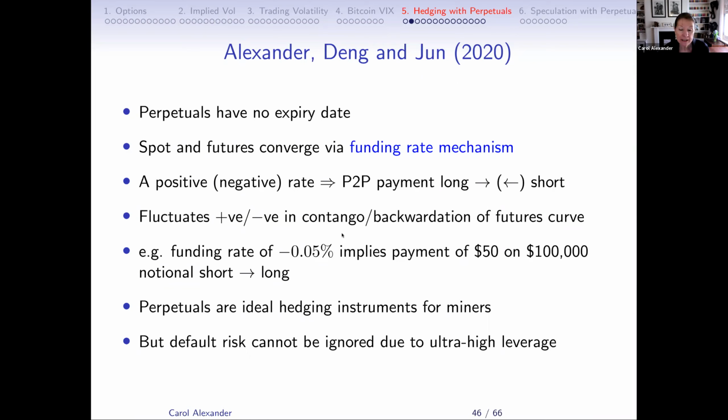And there's very, very high leverage. I already mentioned that on Tuesday, even 125 times in some cases. And because there's so much leverage, it means that very large notional positions can be taken on perpetuals. And the higher the leverage, the more likely you'll have a margin call. And how do these exchanges deal with margin calls?